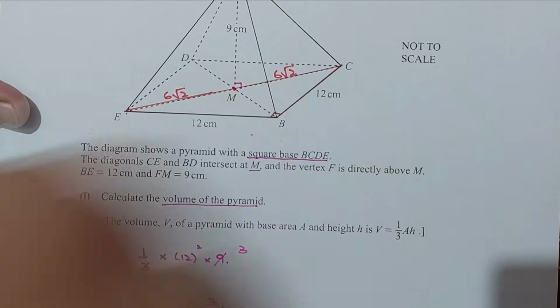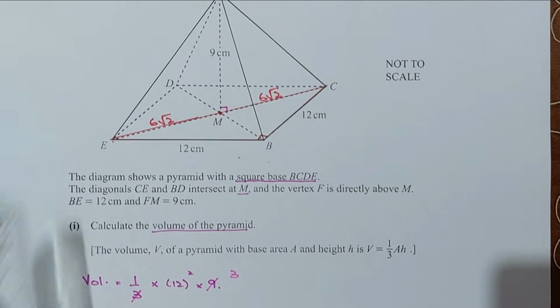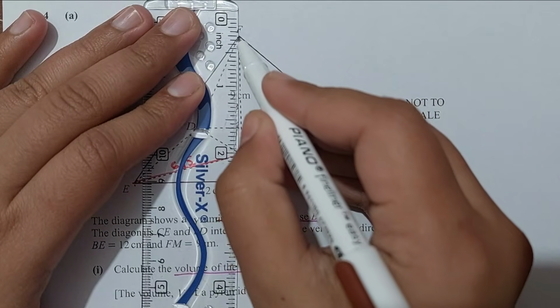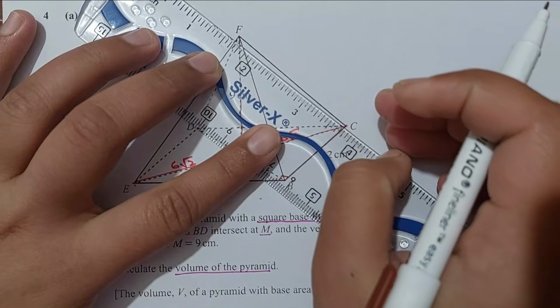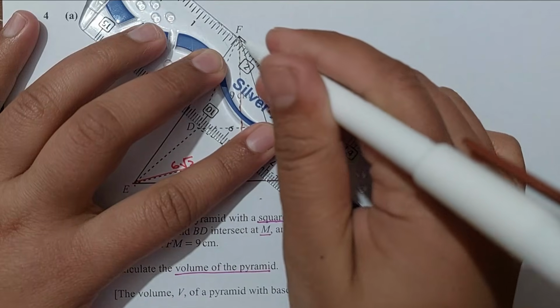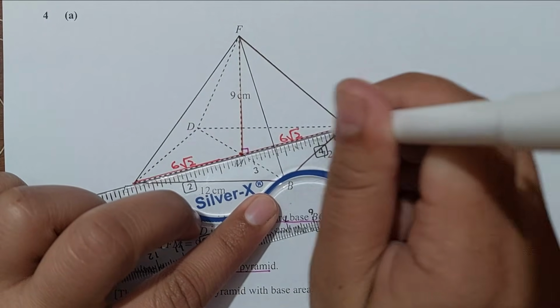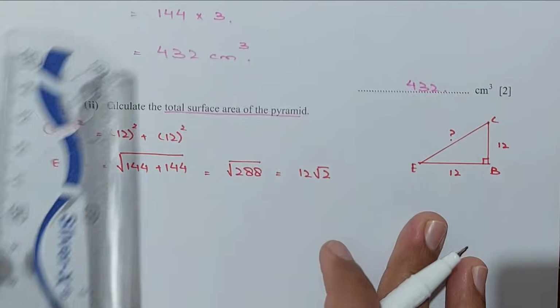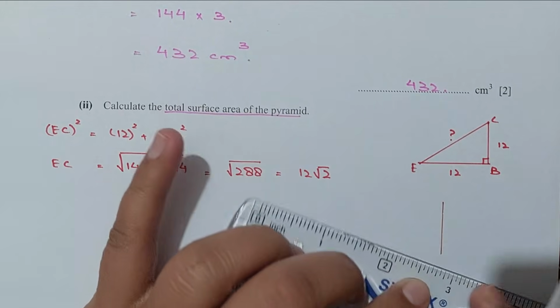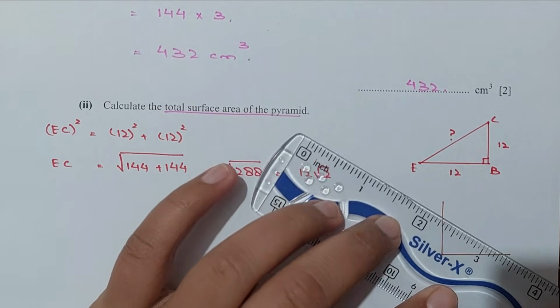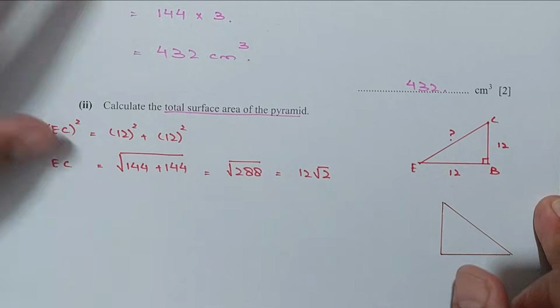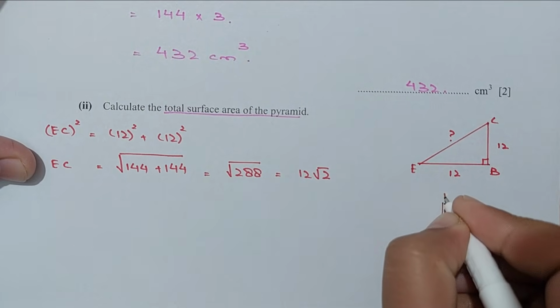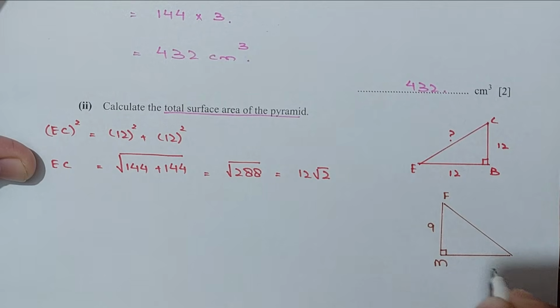Let me work on this. This is my next step. Consider this triangle, M, F, M and C. This is also a right angle triangle. We have MC, we have FM. Let me draw this triangle over here. So M, vertically above it is F. This is a right angle. This height is 9. M to C we have done, which is 6 root 2. Let's find what FC is.